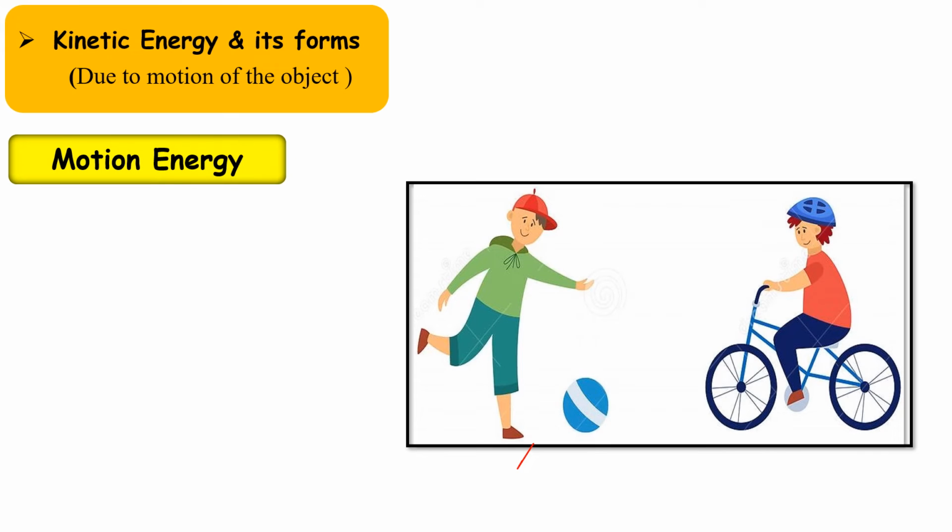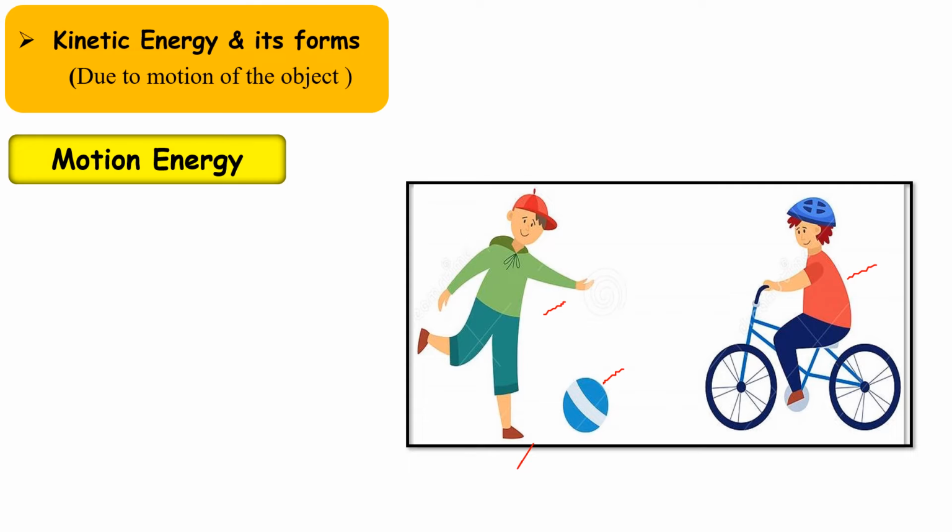Now let's understand kinetic energy and its form. We have understood that kinetic energy is the energy possessed due to the motion of the object. Let's see different forms of kinetic energy. The motion energy, movement of the object. Now here the boy is kicking the ball. So boy is having some motion, ball is having some motion. Here the boy is riding the bicycle. So all of these are in motion, because of which we say they have energy which we call as motion energy. Now this motion or movement we are able to see.